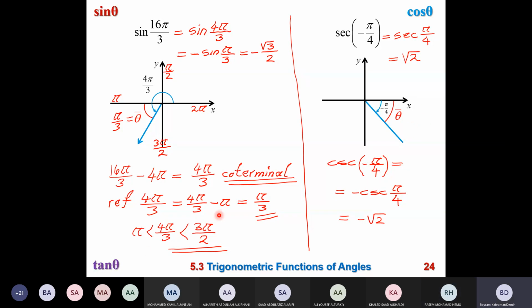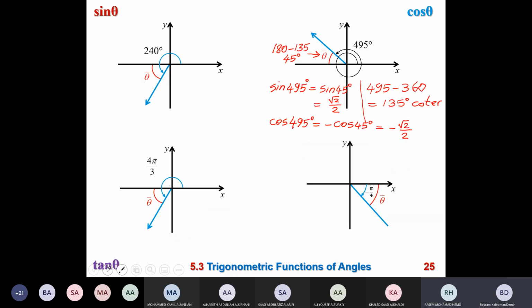Doctor, what if the terminal side is in the third quadrant, but with a negative angle? What's going to be the reference angle? The initial side is always the x-axis, Shabab. The initial side cannot be in any other position. Maybe we should look at the exercises. For example, this is in the second quadrant.